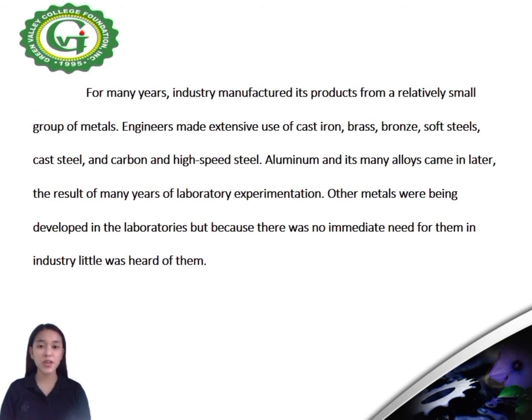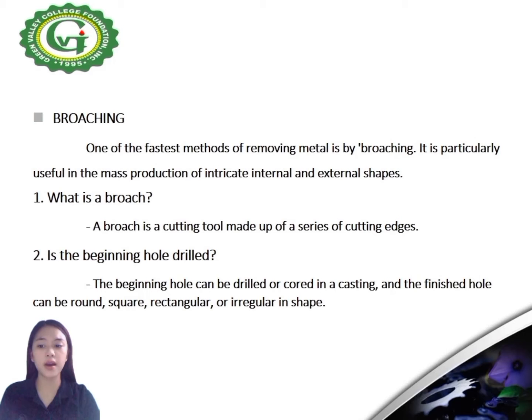For many years, industry manufactured its products from a relatively small group of metals. Engineers made extensive use of cast iron, brass, bronze, soft steels, cast steel, and carbon and high-speed steel. Broaching is one of the fastest methods of removing metal. It is particularly useful in the mass production of intricate internal and external shapes.